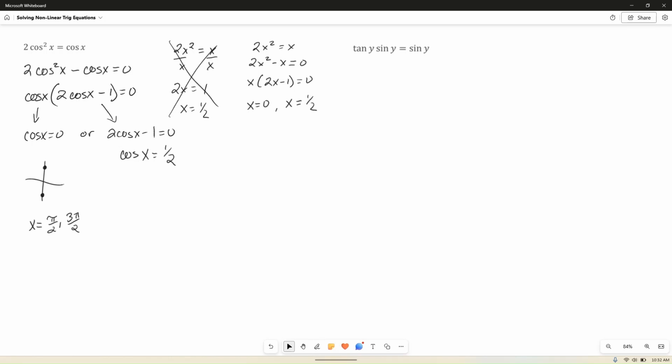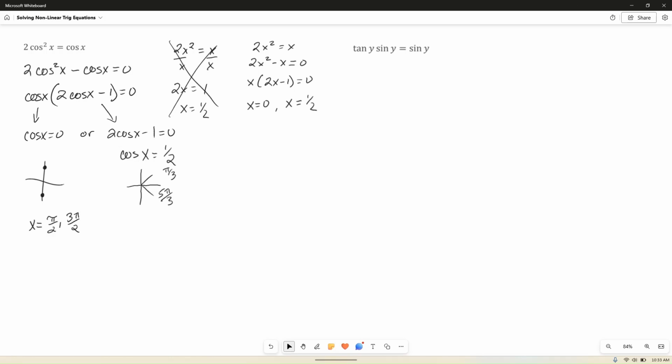And then we can also look at where cosine is a half. Remember, cosine is positive in the first and fourth quadrants. So what angles make cosine a half? Well, in the first quadrant, that's going to be pi over 3. And in the fourth quadrant, that's going to be 5 pi over 3.